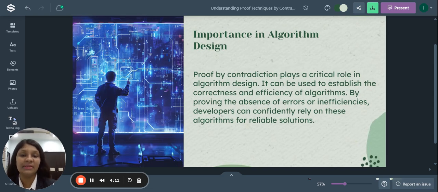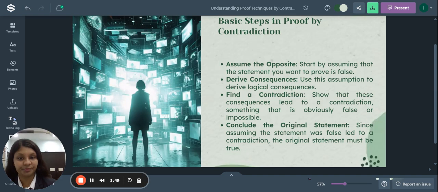Importance in algorithm design. Proof by contradiction plays a crucial role in algorithm design. It can be used to establish the correctness and efficiency of algorithms. By proving the absence of errors and/or inefficiencies, developers can confidently rely on these algorithms for reliable solutions.